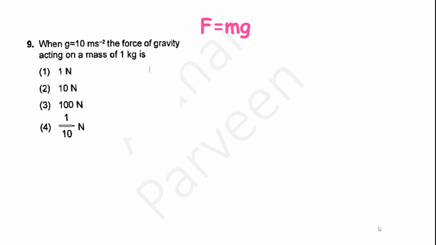Now because F is equal to mg or F is equal to ma, anywhere in kinetics, wherein that motion in a straight line and all that, you can use F is equal to ma. In gravitation, you use F is equal to mg.